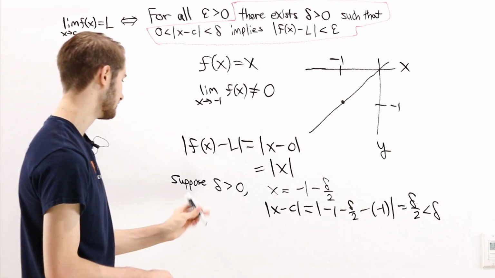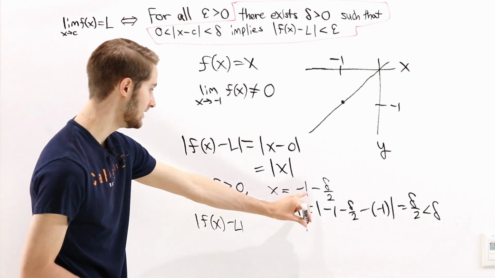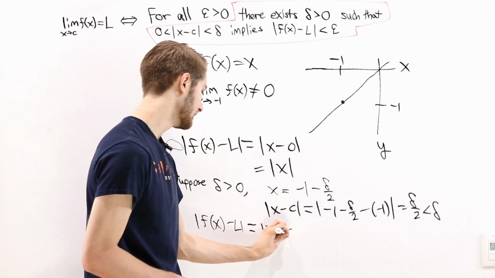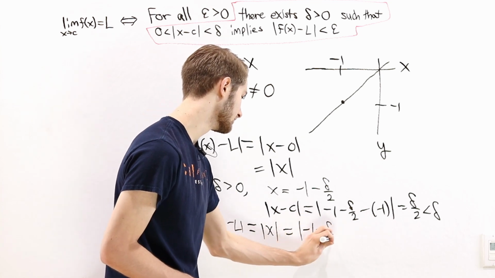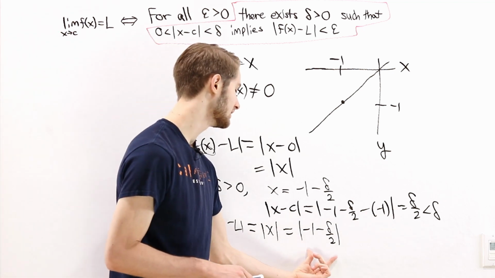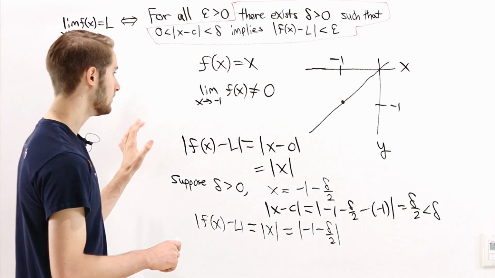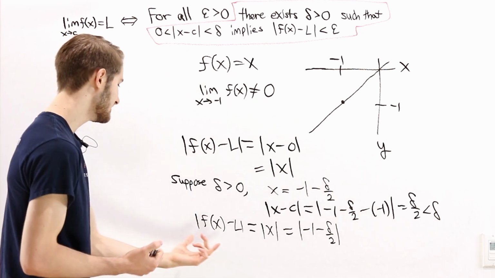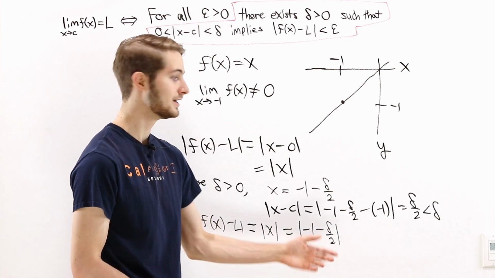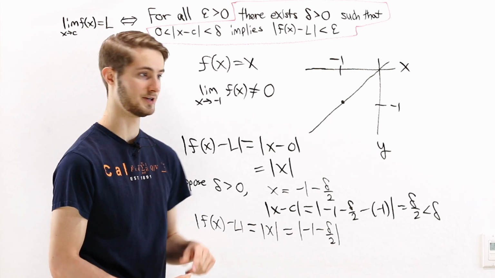But on the other hand, if we look at the absolute value of f of x minus L, if we plug in x equals -1 minus delta over 2, we know this is just equal to the absolute value of x, and that's the absolute value of -1 minus delta over 2. Now our goal is to disprove the statement that this is less than epsilon. We actually haven't picked a value of epsilon yet. And the reason for that is I wanted to go through this whole reasoning to see what is the distance from f of x to L that we get. So this way, we can look at the distance here and say, okay, pick a value of epsilon that's smaller than this, so that this will always be bigger than epsilon.